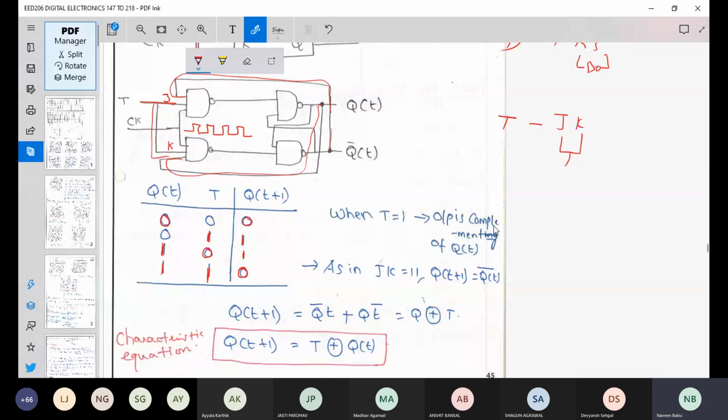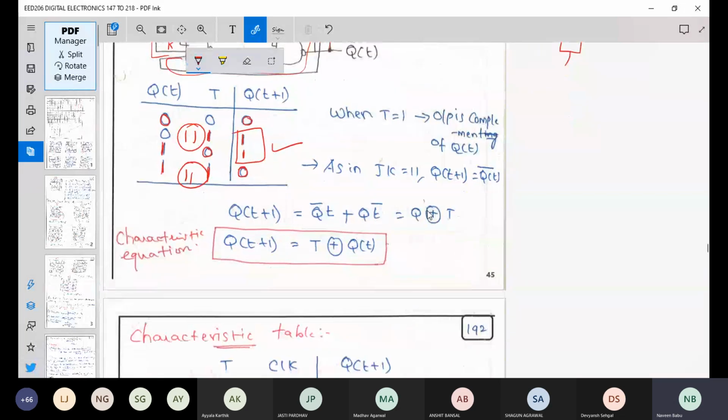So your characteristic equation from these will be Q of T plus 1, which is T XOR Q of T. Please remember, whenever T is 1 here, it means your J and K are equal to 1 and 1. This is the property that is exploiting the toggling function. We all know that when J and K are equal to 1, your Q of T plus 1 is equal to Q bar of T. So your characteristic equation can be written as T XOR Q of T, which is nothing but the XOR of these two things.